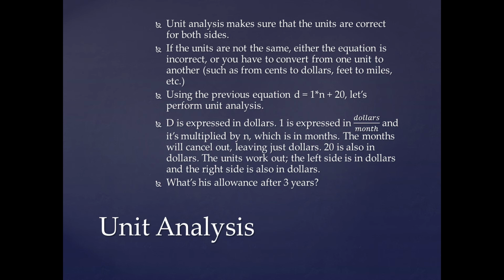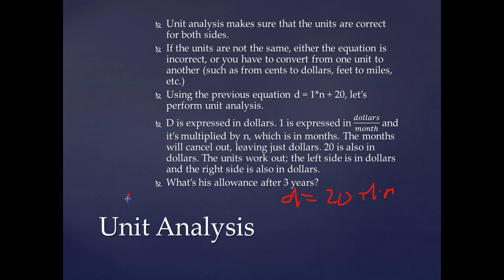So now this question asks, what's his allowance after 3 years? So let's write our equation again. D is equal to 20 plus 1 times n. But there's a problem here. n is in months, and right now the question says 3 years. So this is where we have to convert units.